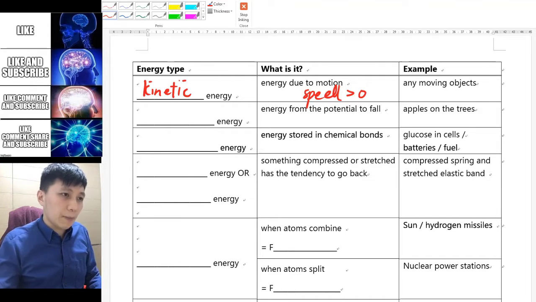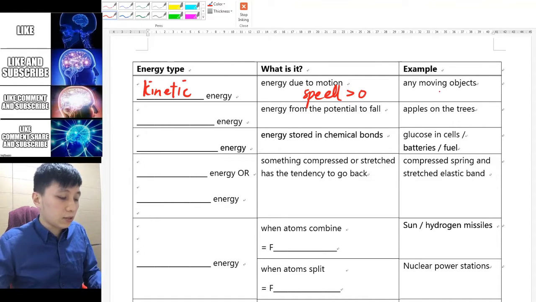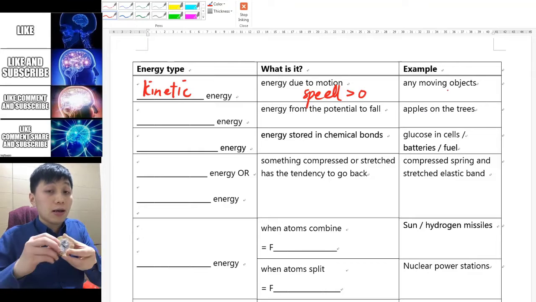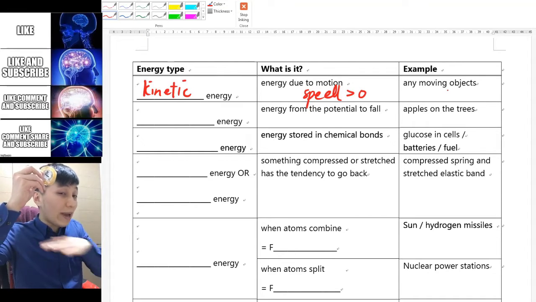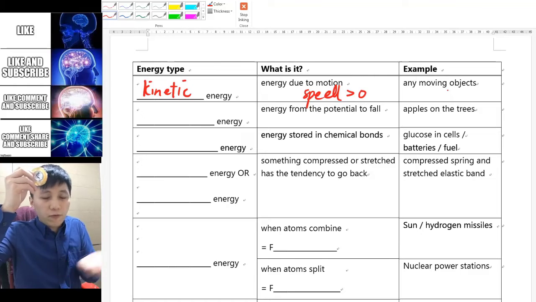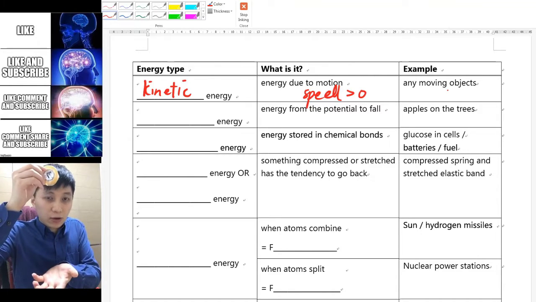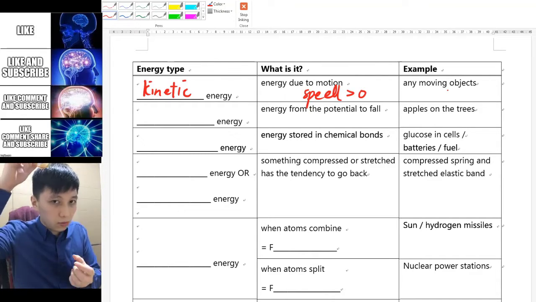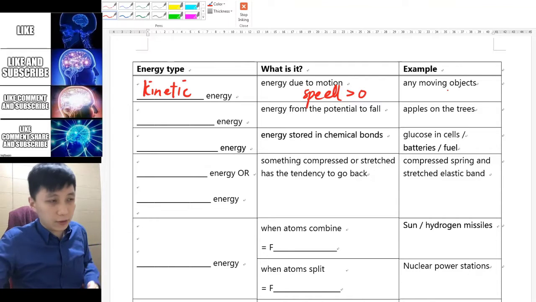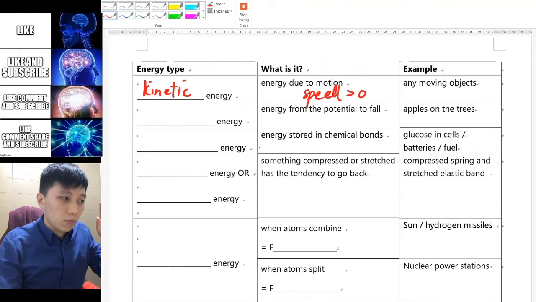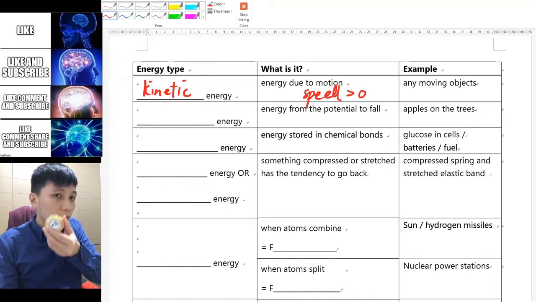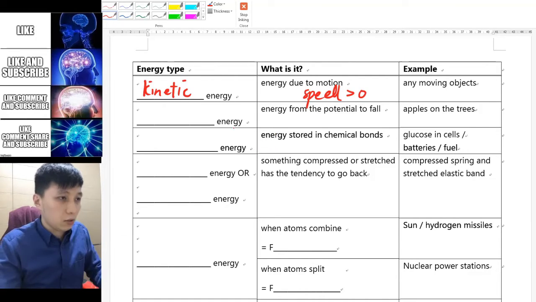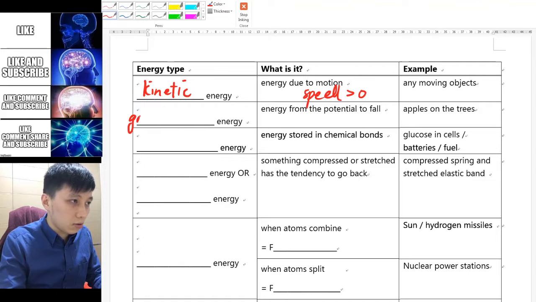The next one is about the example as in the apples on the tree. So whenever you try to get an object going higher or more away from the ground, because normally whatever object that you have, it will be attracted towards the ground, right, due to the gravity. So that means they have a tendency to go down because of gravity. And so whenever you move an object up, you are actually giving it energy. So this is actually called gravitational.